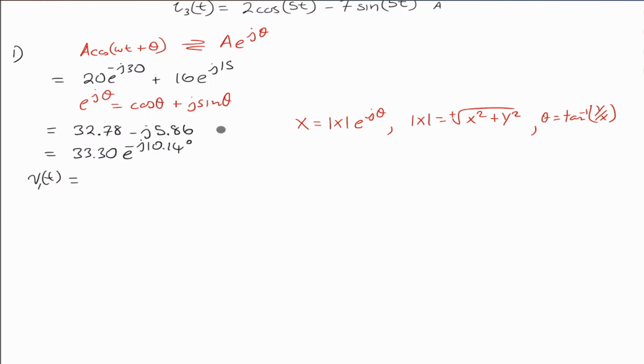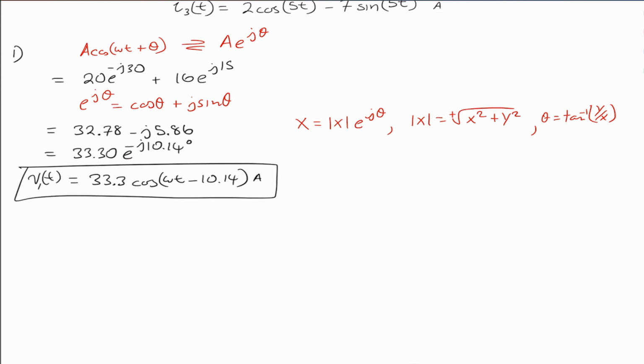And I1 of t is then equal to, in the time domain, we're using the same relationship to go from the phasor domain to the time domain. In the time domain, this is going to equal our a, which is 33.30 or 33.3, cosine, and our omega t, and our angle is negative 10.14, and that's in amperes. So here we have simplified our first expression.